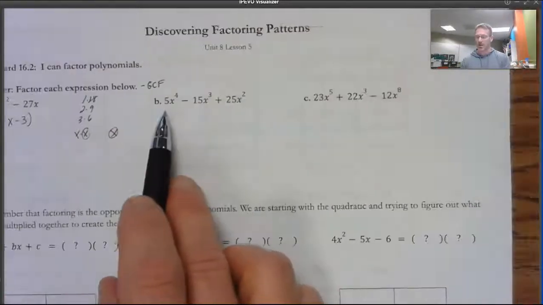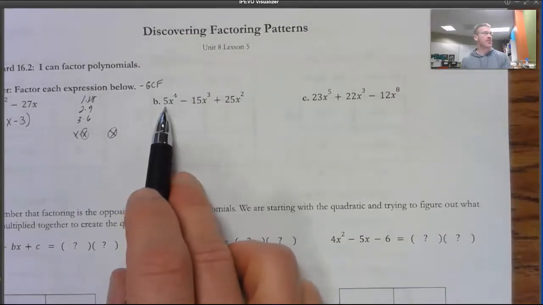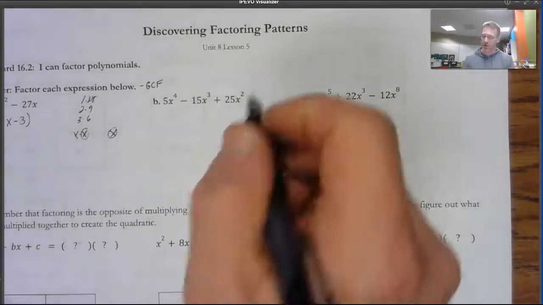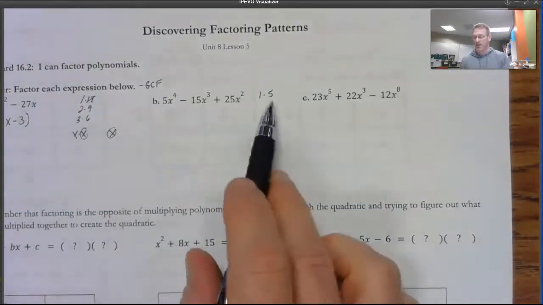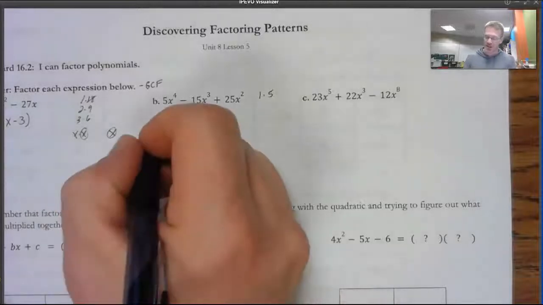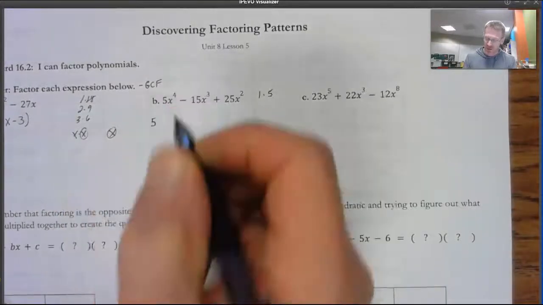Now, let's look at part B here. When you look at part B, 5 is my smallest coefficient, and there's only one way to multiply to get 5, and that's just 1 times 5. Well, 5 goes into 25, 15, and 5. So the GCF for my coefficients is 5.